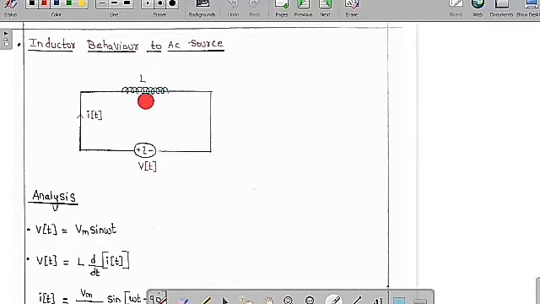So now we are going to learn about the inductor behavior to an AC source. What is the nature of the behavior of the inductor to the AC source? Now we are going to learn here. See, this is the voltage across the inductor.